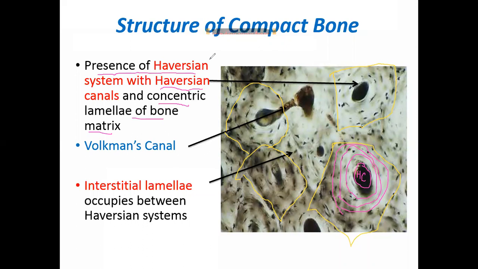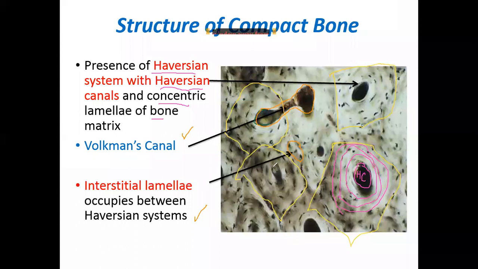Very good. Now, what is a Volkmann's canal? This is a Volkmann's canal. A Volkmann's canal is a communication between two Haversian canals. Clear? Now, if you find some cells in between, they are called interstitial lamellae. Where are they? Here. They are in between, occupying the space between the Haversian systems.